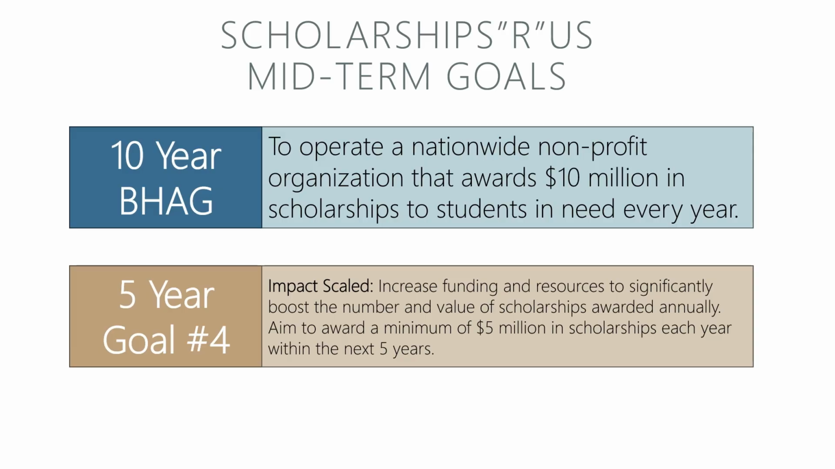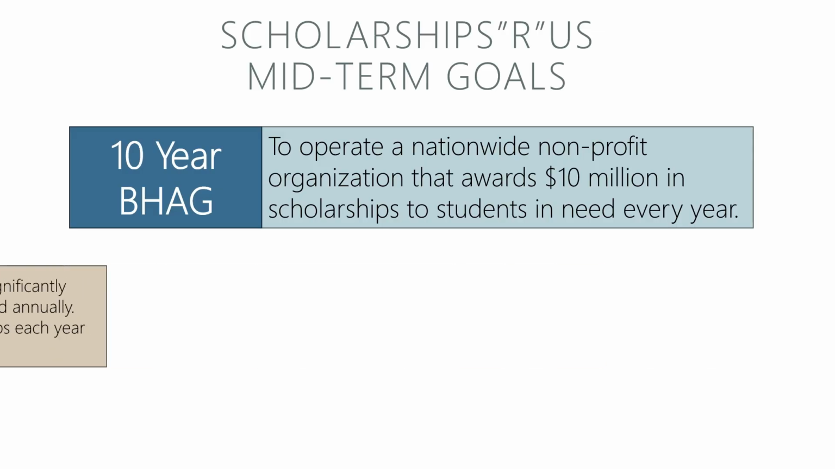4. Impact scaled. Increase funding and resources to significantly boost the number and value of scholarships awarded annually. Aim to award a minimum of $5 million in scholarships each year within the next 5 years.